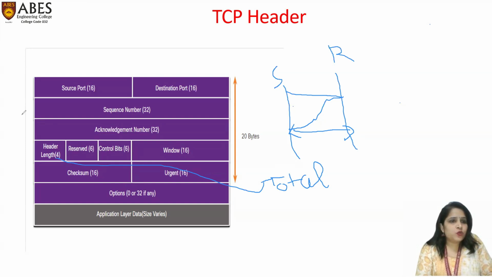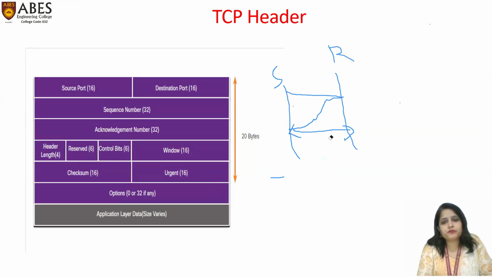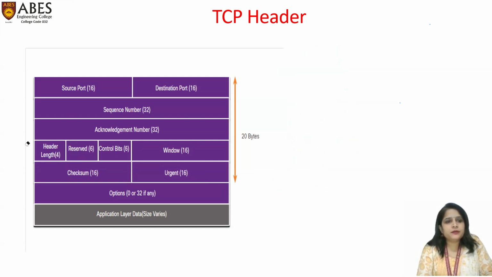Next one is the control bits. Control bits are also known as flag bits. They are 6 in number. The first one is the URG bit. The second one is the ACK bit. Next is the SYN bit, then the FIN bit, then the PSH bit, and then the RST bit.